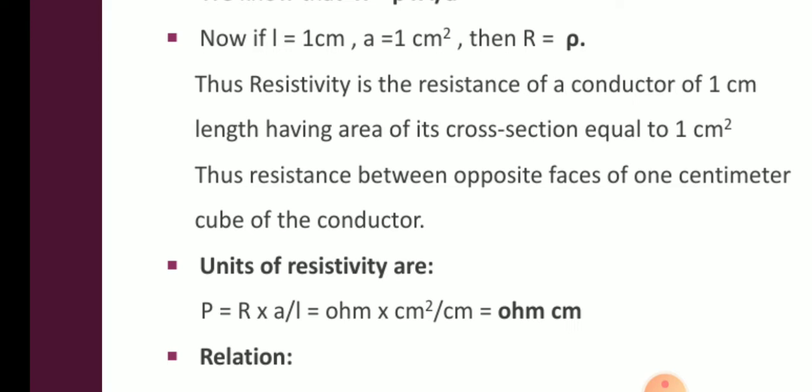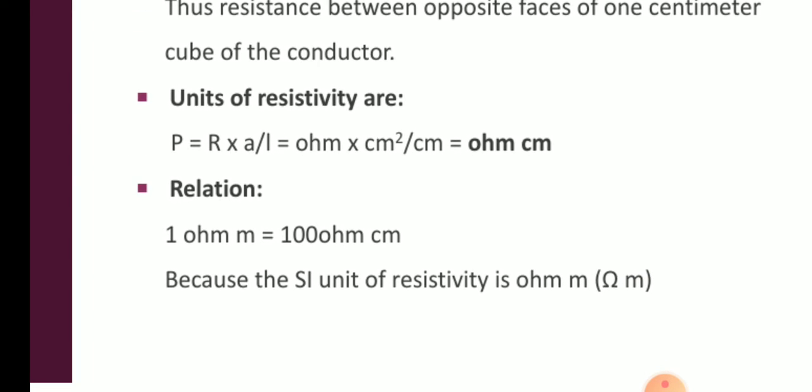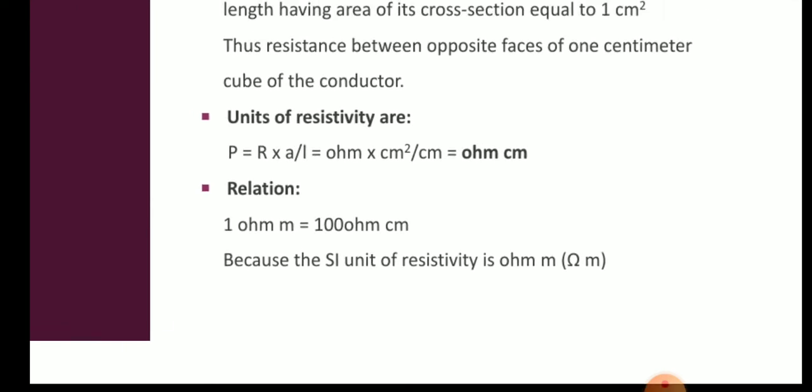Units of resistivity: to get the unit we have to see the relation that rho is equal to R multiplied by A by L, that is ohm multiplied by cm square divided by cm, so ohm cm. The relation is 1 ohm meter equals 100 ohm cm, because the SI unit of resistivity is ohm meter.